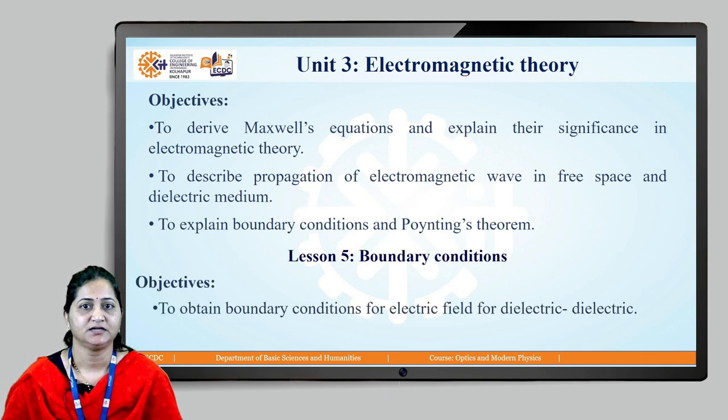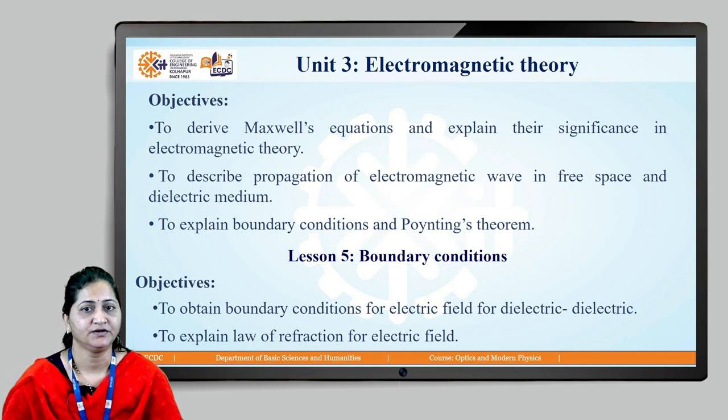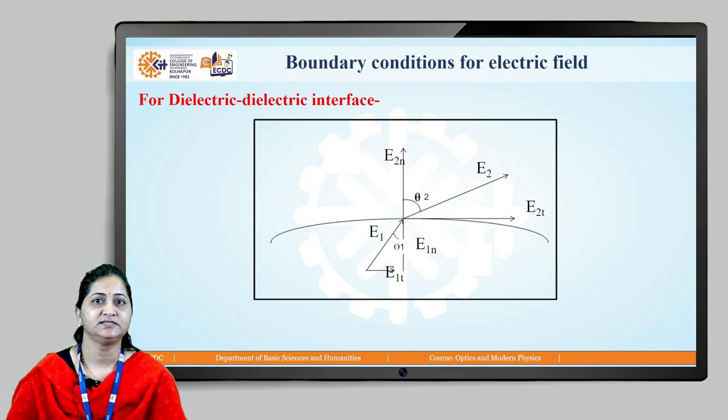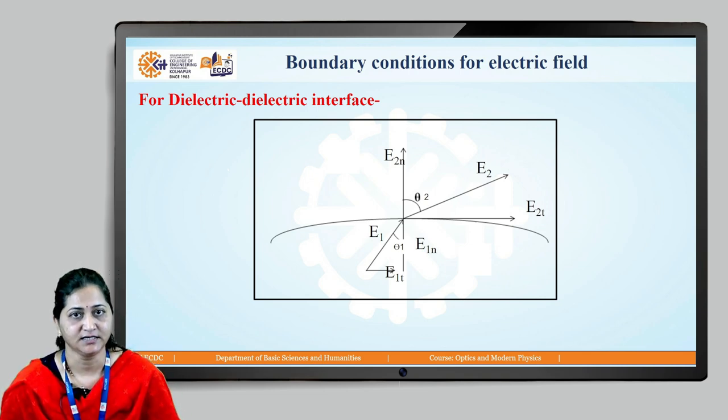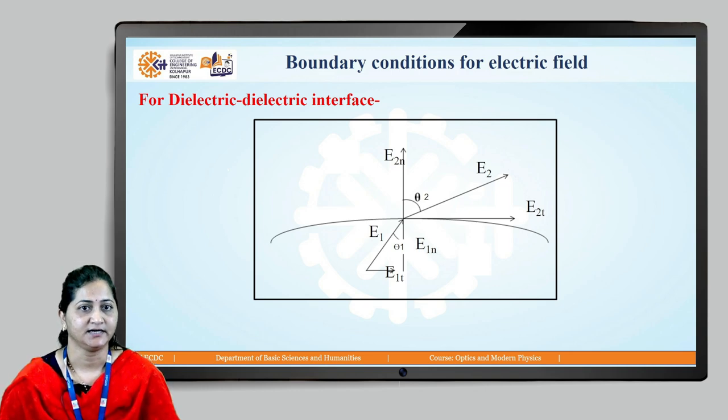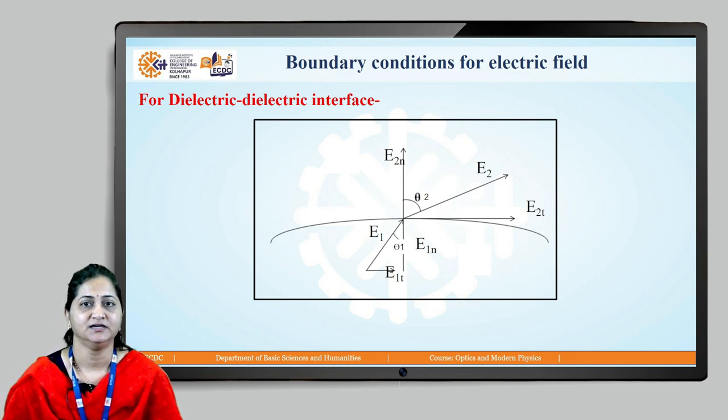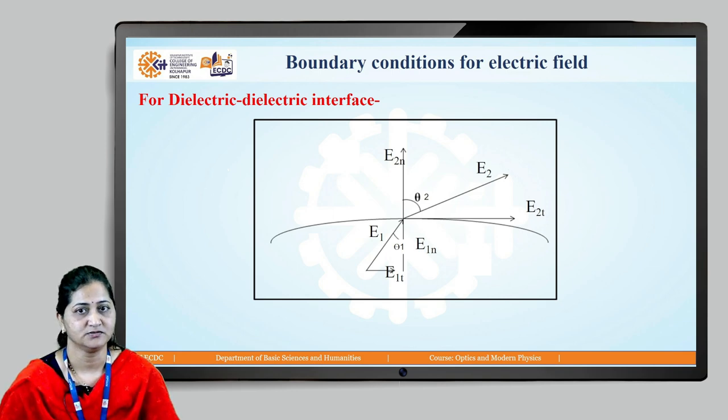The objectives of this particular lesson are to obtain boundary conditions for electric field for a dielectric interface, and we will also see the law of refraction for electric field. So let's now find the boundary condition for electric field. First consider a dielectric interface. Here we have taken the interface, which is shown by the horizontal line. This is nothing but the interface between two dielectric media. Medium 1 has permittivity epsilon 1, and medium 2 has permittivity epsilon 2.